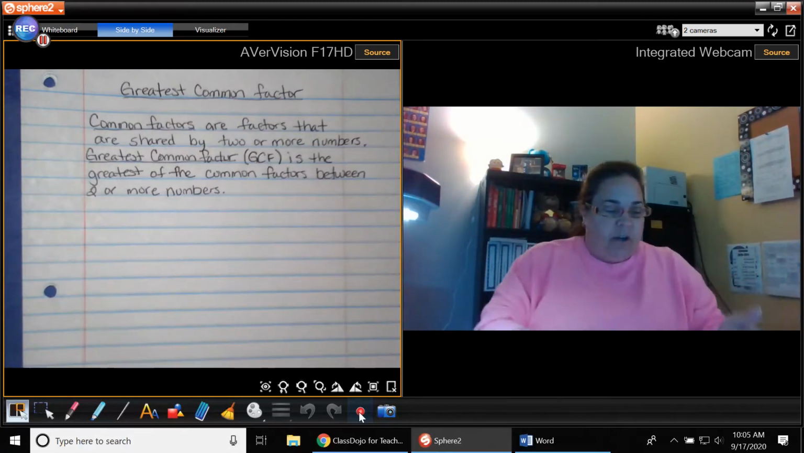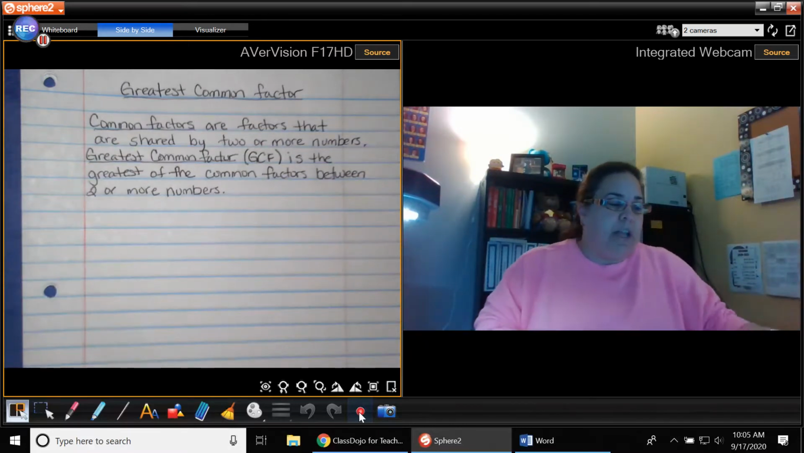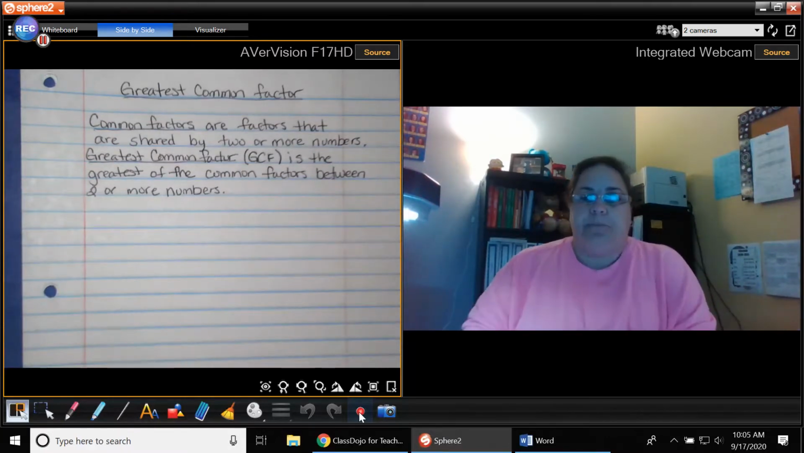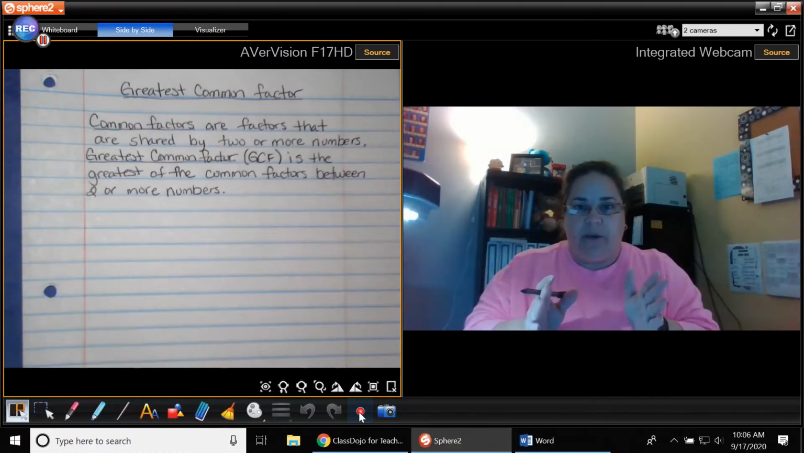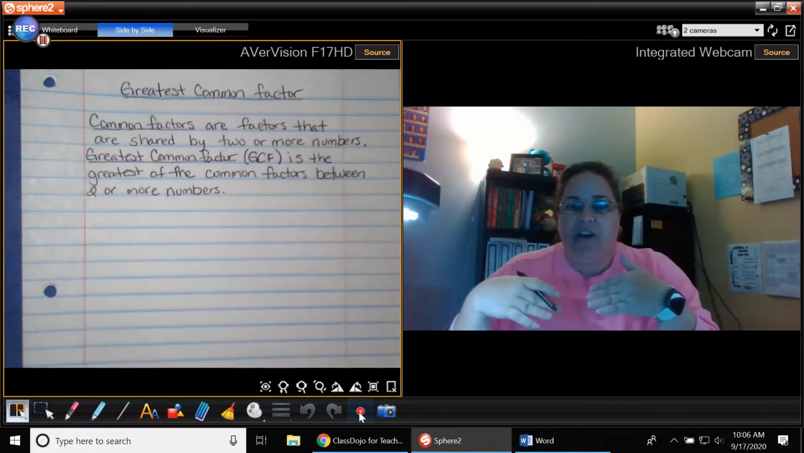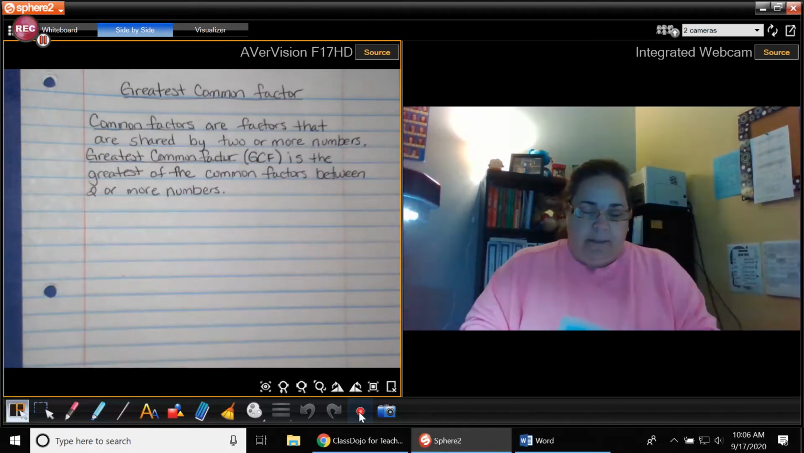When we're talking about the greatest common factor, we're talking about finding all of the factors for a number, then looking at the factors for this number, and then the factors for this number, and whichever factors they share, we're going to look for the highest value factor that they share. Greatest means highest value.